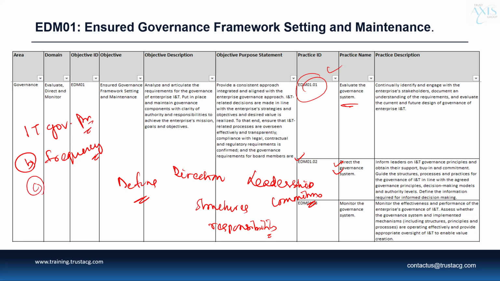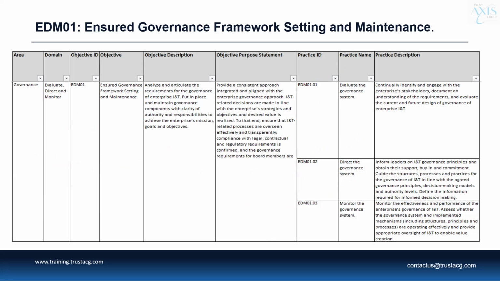And the other thing that you can do is count the number of roles, responsibilities, and authorities that are defined for your IT-related governance, right? And how many of them are actually assigned on the ground and accepted by appropriate business stakeholders or other business units within the enterprise, as well as by the IT management. So these are some of the metrics that you can use to measure the outcome of this practice, which surrounds directing the governance system, that is EDM 1.02.